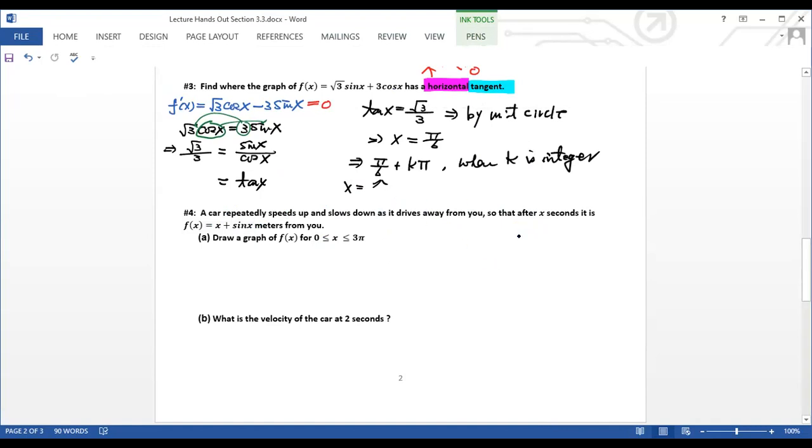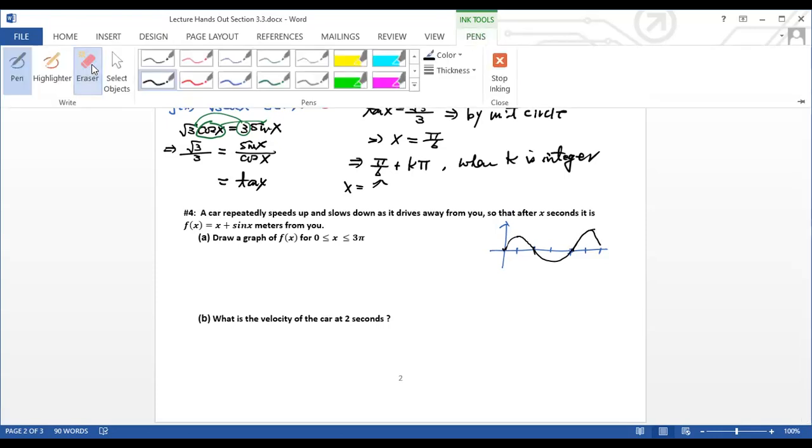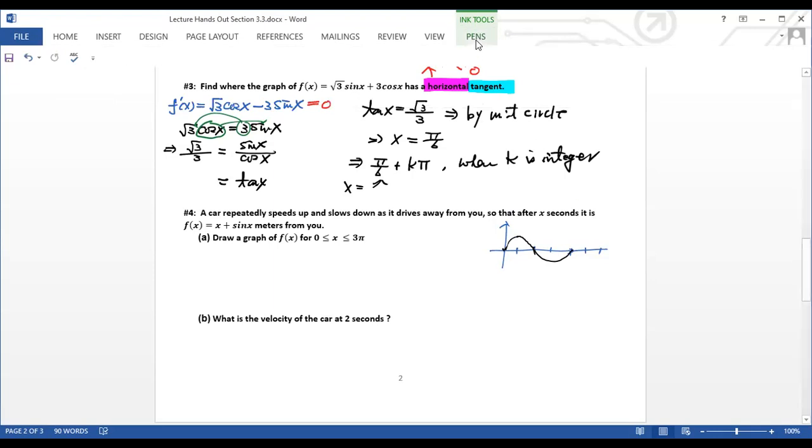All right, so this is sine x, right? And 3 pi, so 1, 2, 3, 4, 5, 6. Okay, sine goes from 0 to 3 pi. So the sine goes like this. Here is 1, and here's negative 1, right? So this is a sine function.